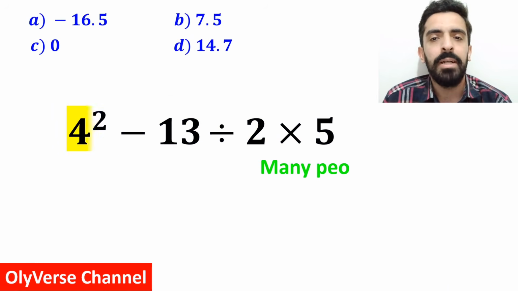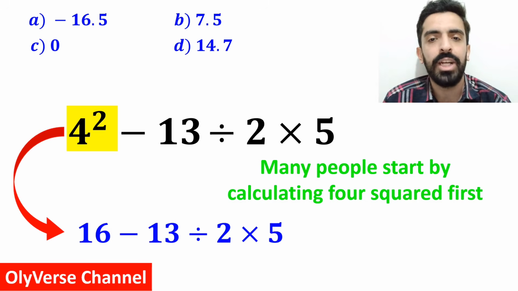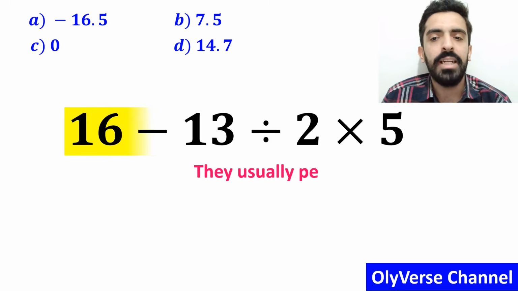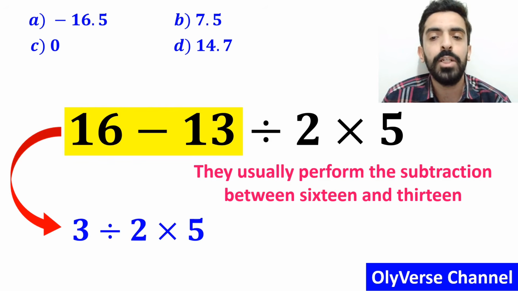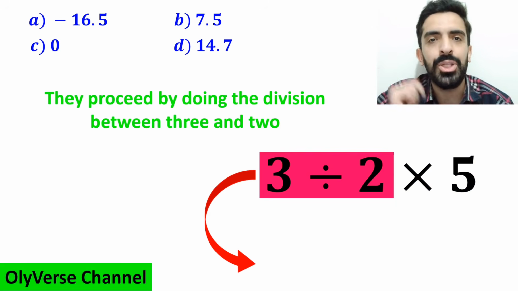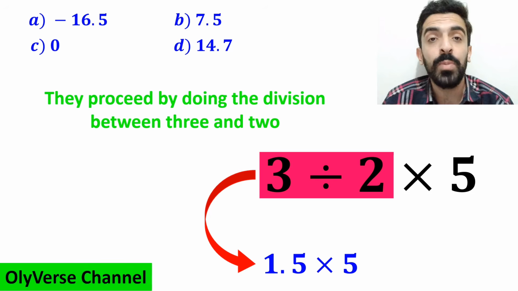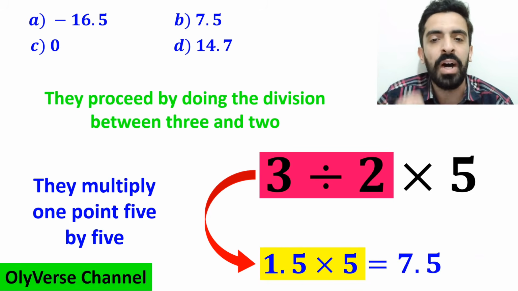To solve this question, many people start by calculating 4 squared first, and instead of the original expression, they rewrite it as 16 minus 13 divided by 2 multiplied by 5. And the next step, they usually perform the subtraction between 16 and 13 and simplify this expression to 3 divided by 2 multiplied by 5. Then they proceed by doing the division between 3 and 2, which gives them 1.5 multiplied by 5. And finally, they multiply 1.5 by 5, which ends up with the answer 7.5.